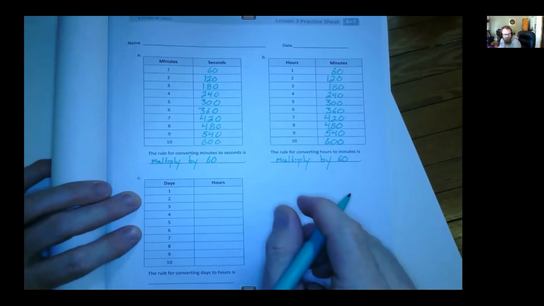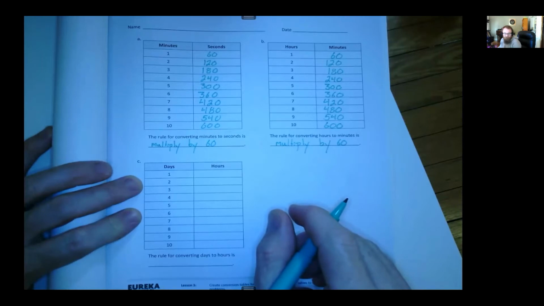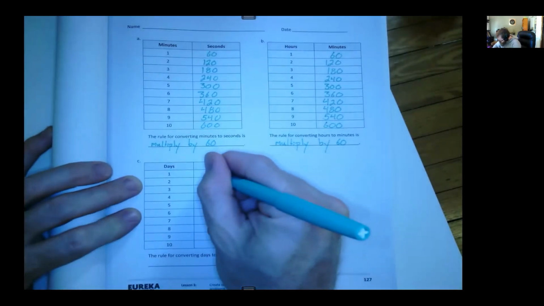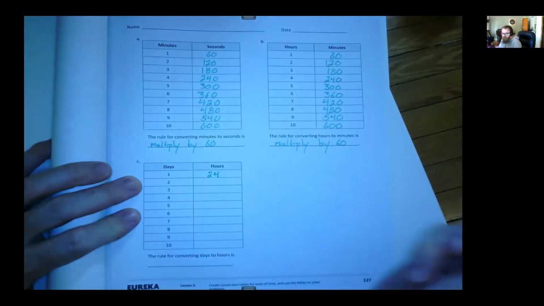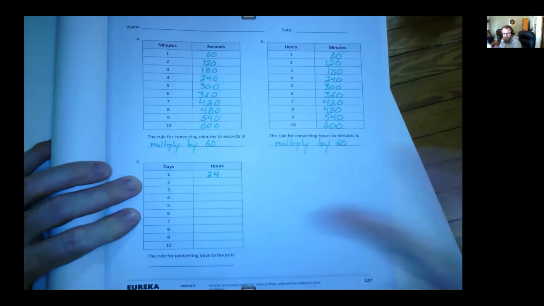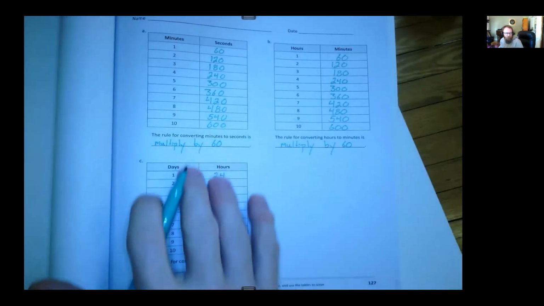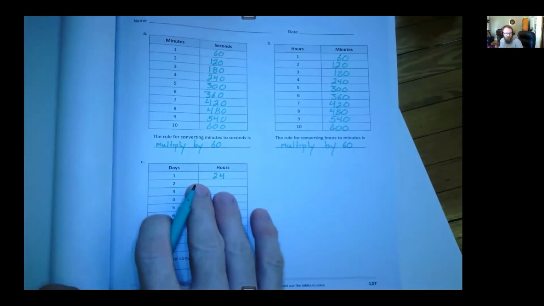How many hours are in a day? We should all know, probably, that there are 24 hours in one day. It's the amount of time it takes for the Earth to rotate, travel around the sun. Which one is it? To complete a rotation. 24 hours, one day. Each value is going to increase by 24.